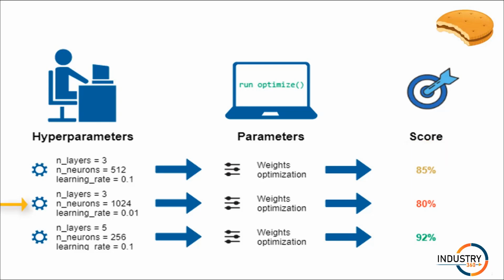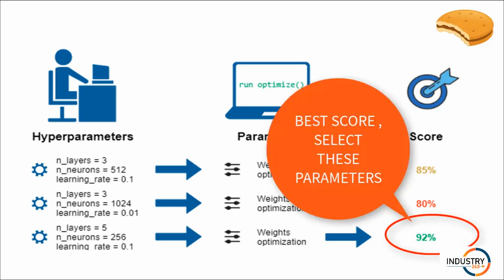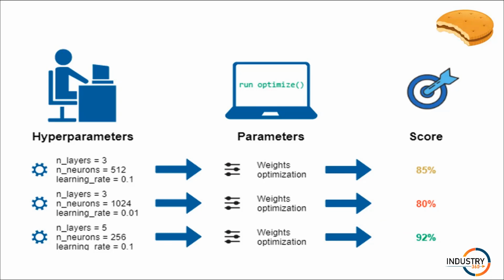Similarly, in the second row, you can see after doing the weight optimization, we are getting 80% accuracy score. And now see the last row, in which we are using n layers equals 5, n neurons equals 256, and learning rate equals 0.1, where after doing the weight optimization, we are getting 92% accuracy. So we have improved our accuracy score using hyperparameter tuning. And now our model will predict good and accurate results. That is why we use hyperparameter tuning.